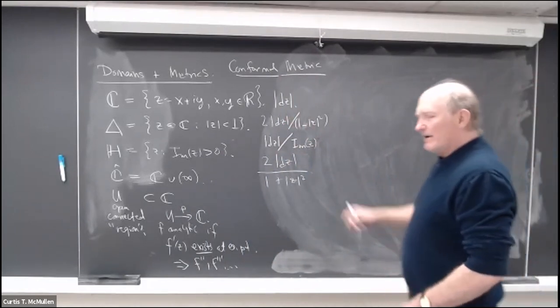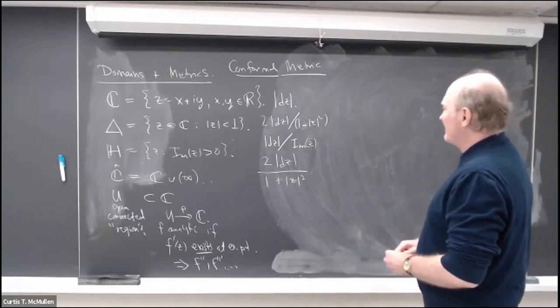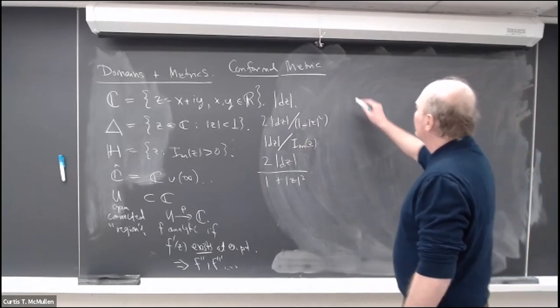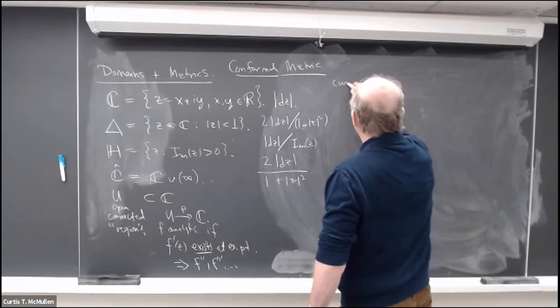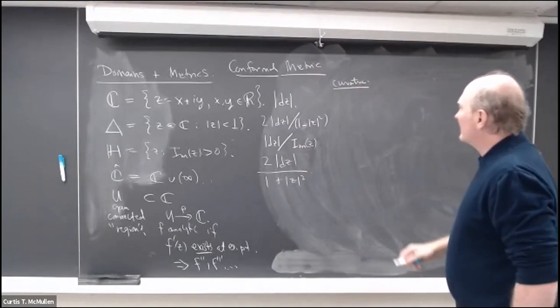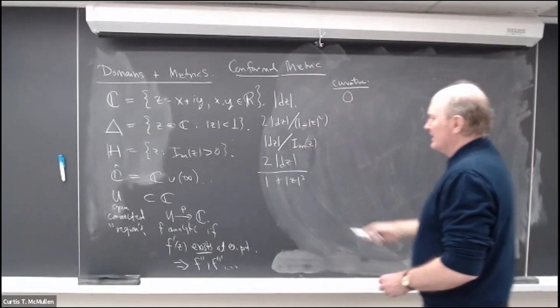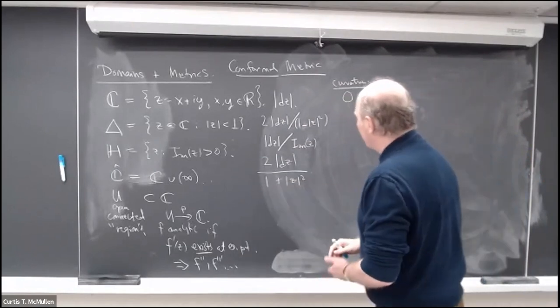Okay, so we will look at these metrics in a lot of detail as we proceed, but let me make some observations about them. Each of these metrics has a well-defined curvature. The curvature of the Euclidean metric is, of course, 0. It's a flat metric. What is this metric on the Riemann sphere?